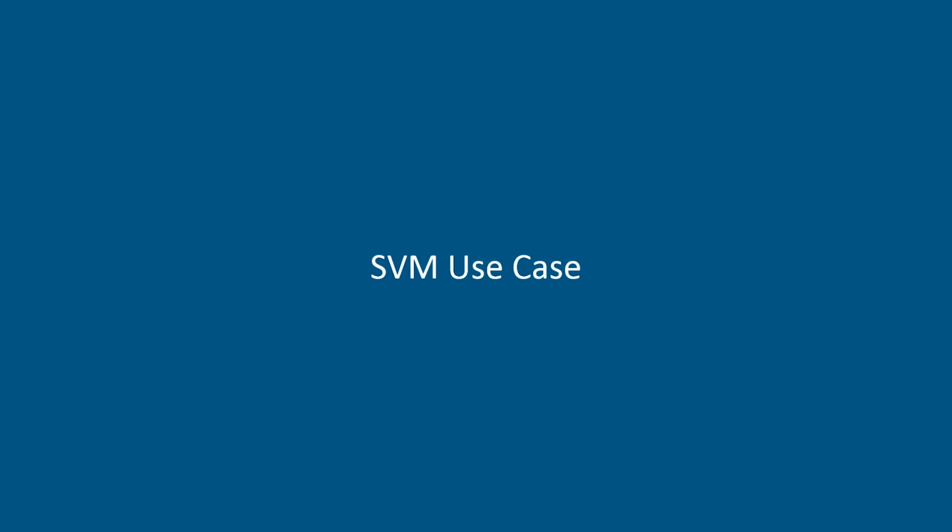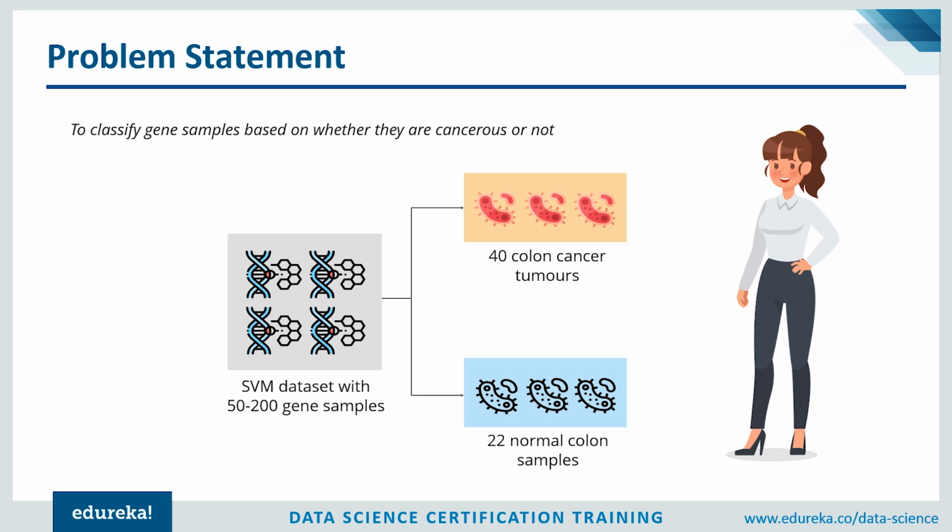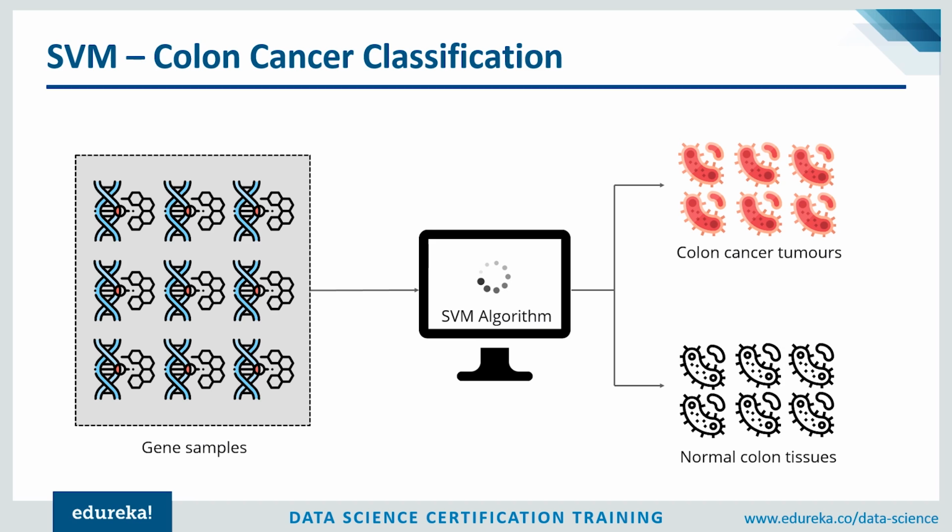Now let's look at a real world use case of support vector machines. So guys, SVM as a classifier has been used in cancer classification since the early 2000s. So there was an experiment held by a group of professionals who applied SVM in a colon cancer tissue classification. So the dataset consisted of about 2000 transmembrane protein samples, and only about 50 to 200 gene samples were input into the SVM classifier. Now this sample which was input into the SVM classifier had both colon cancer tissue samples and normal colon tissue samples.